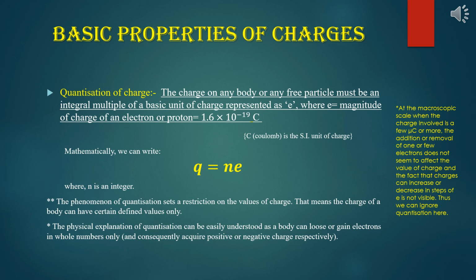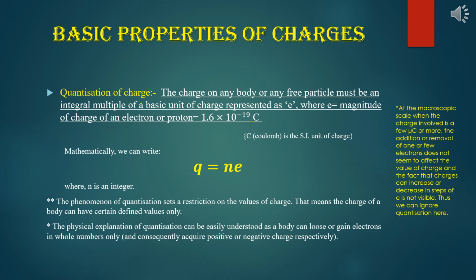So quantization of charge means that the charge of any body or any free particle must be an integral multiple, or you can say integer multiple, of a basic unit of charge, and this basic unit is represented as small e, and it represents the magnitude of charge of an electron or a proton, and that is 1.6 into 10 to the power minus 19 coulomb. You have learned in class 10 that coulomb is the SI unit of charge, right?